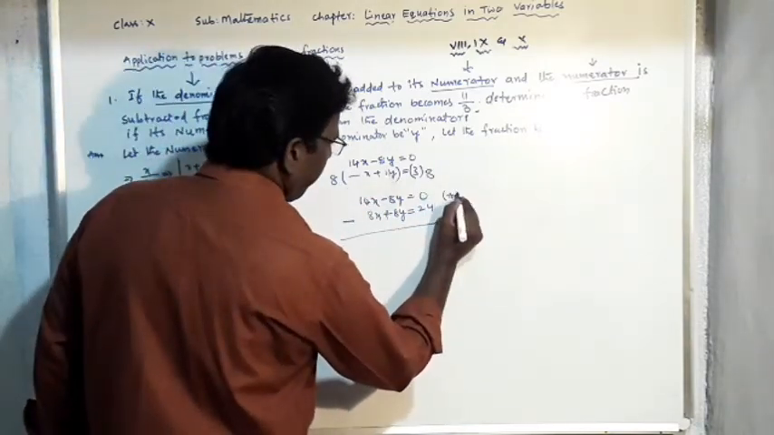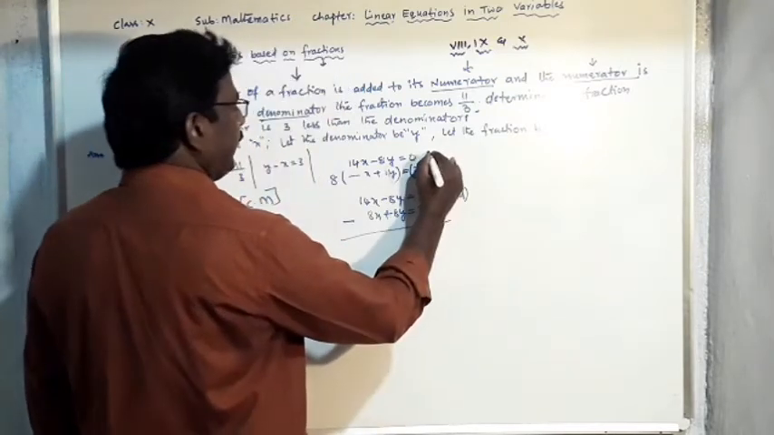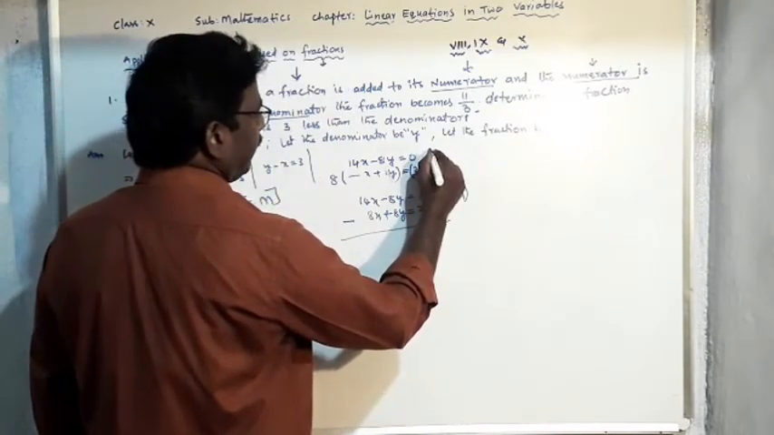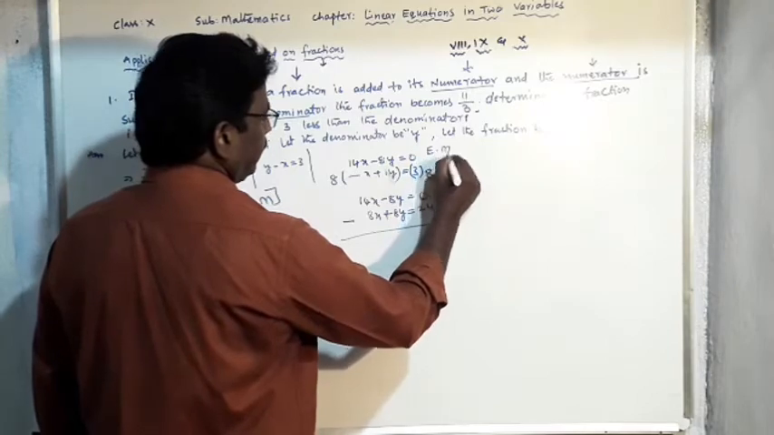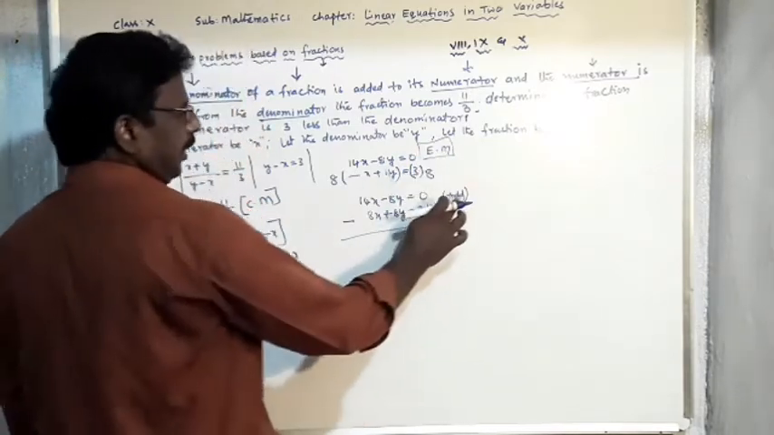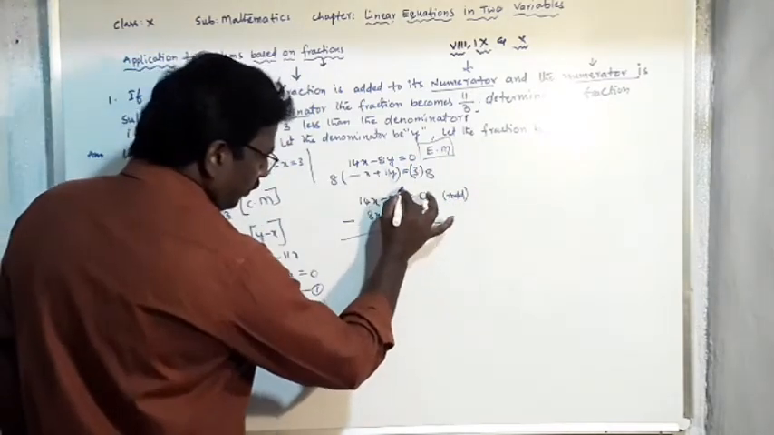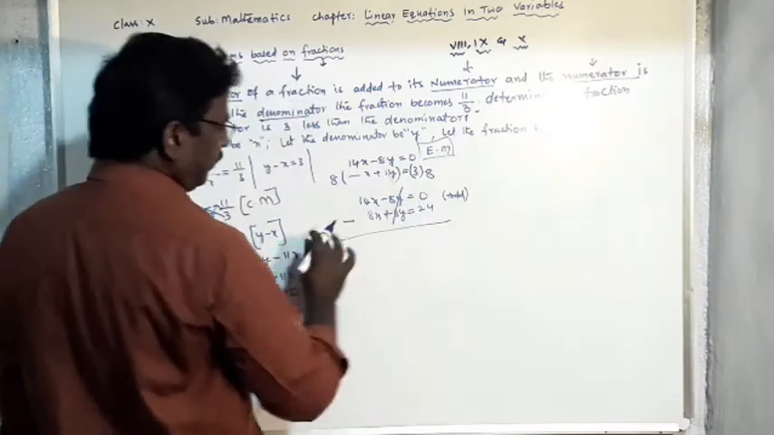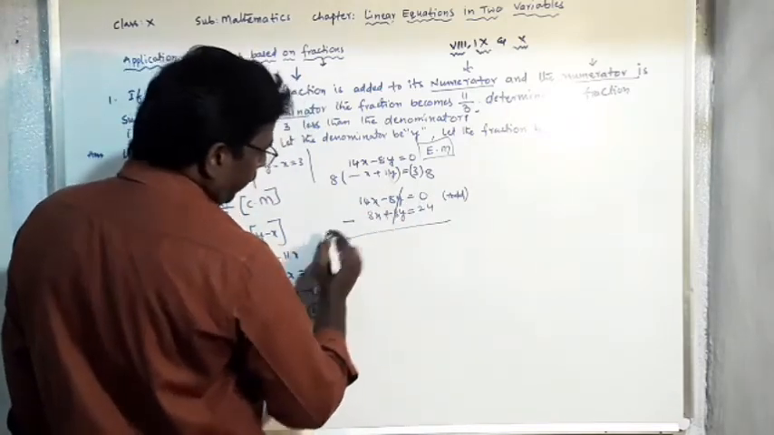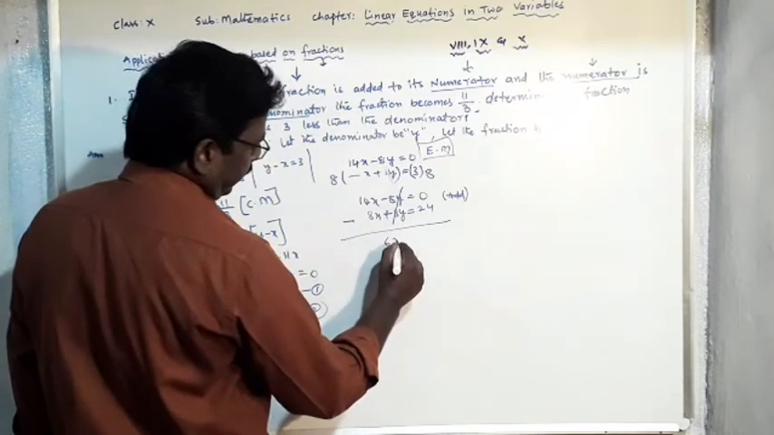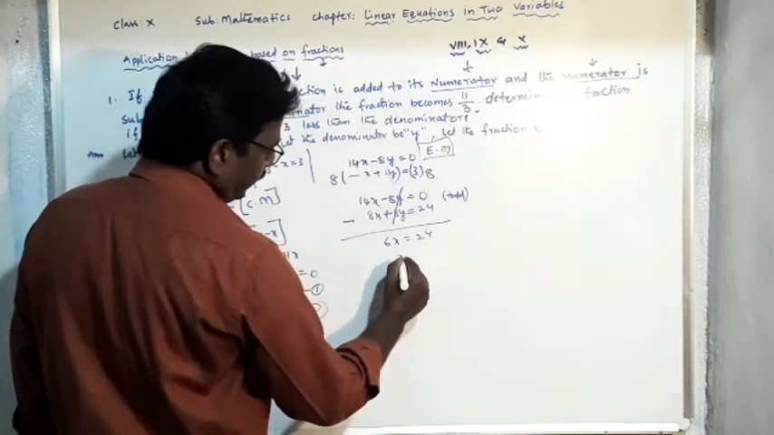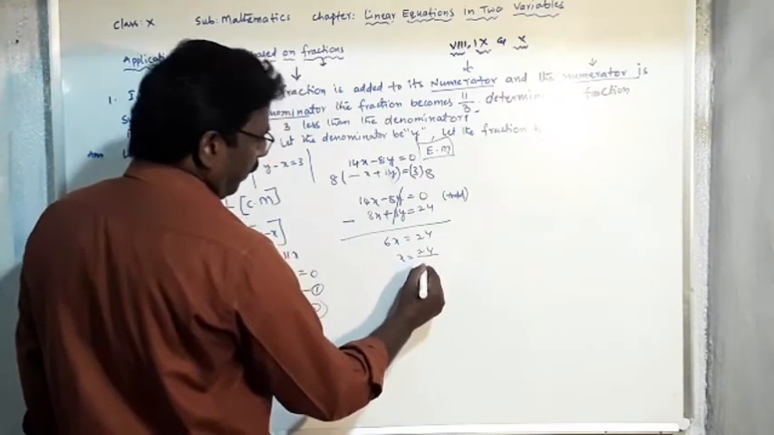I am using the elimination method, or cancelling method. Adding now, the y terms cancel. 14 minus 8 is 6, so 6x is equal to 24. Then x is equal to 24 by 6.